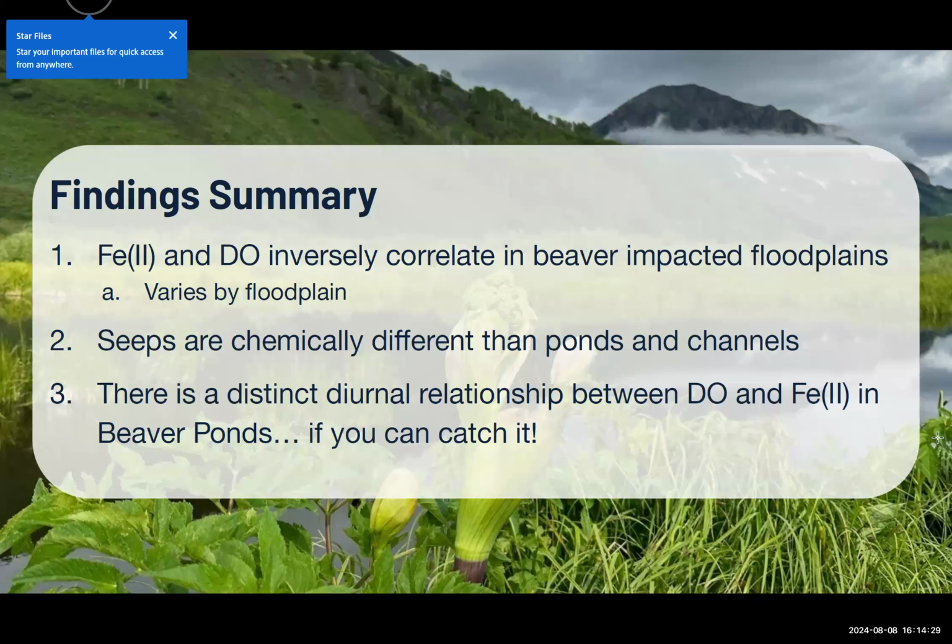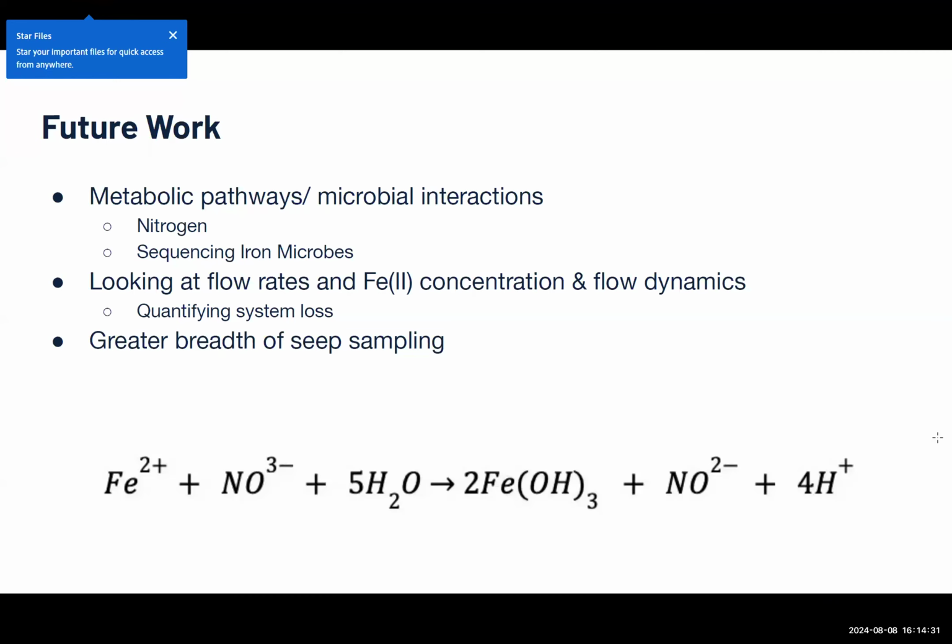Some future work includes really exciting directions into different metabolic pathways or microbial interactions. As you can see here, you have iron 2 precipitating into iron 3, and oxygen isn't even present in the system. So other ions, and in this case nitrogen, might help facilitate that role. So it'd be great to quantify that and look into those relationships, as well as sequencing different iron microbes and their interactions with the community.